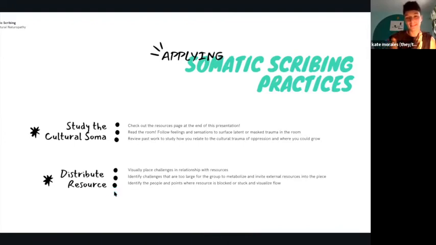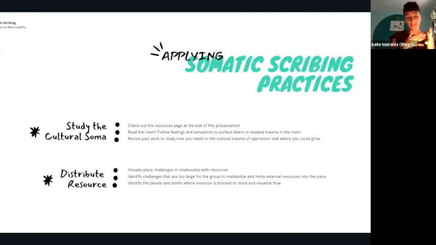This is a somatics piece that I've learned from being a somatic practitioner, around distribution as a way to work with what to do when things get too intense. Our society is now organized around hoarding of resources and power, so distribution is almost always a useful way to work with imagery. When you're working with imagery, placing challenges in relationship to resource can help create flow as people get to see back what their processes are. It can also mean identifying challenges that are too large for the group to metabolize and inviting external resources to support that.